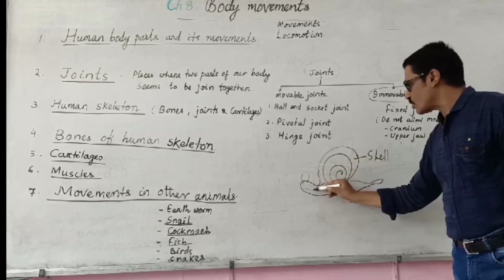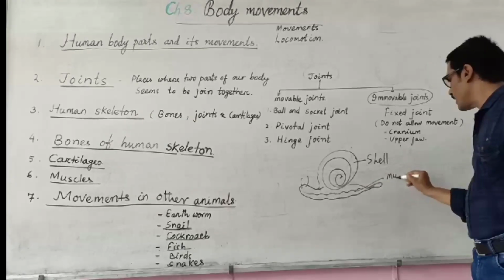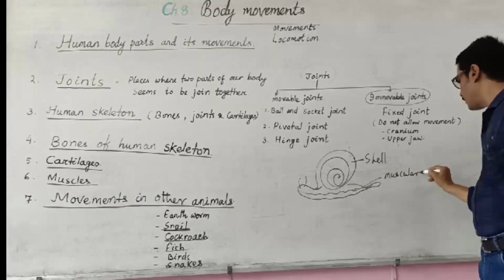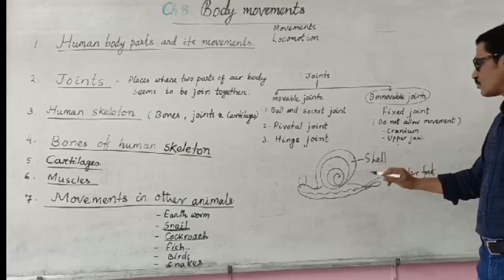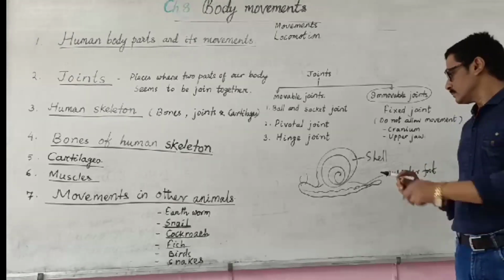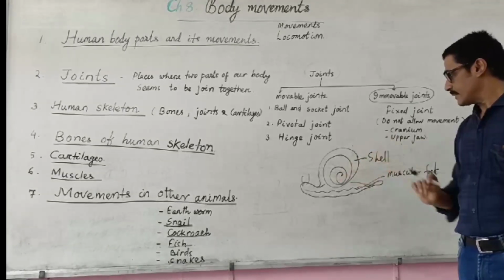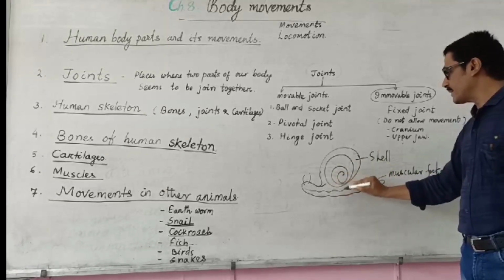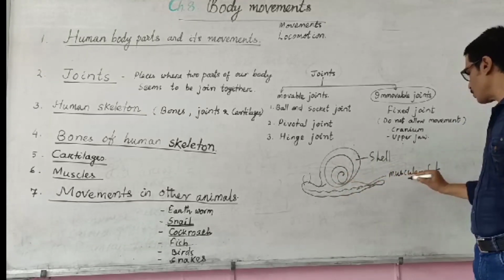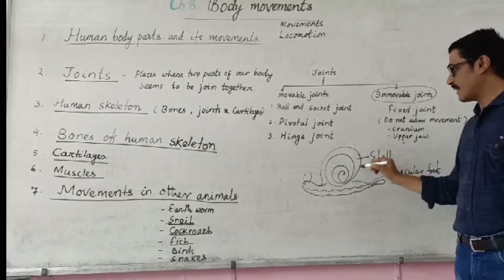There is a strong muscular hood. This muscular hood enables the snail to move on the ground or on the leaves. There is a wave-like movement that takes place in the strong muscular hood, so that it helps the snail to drag along its body.